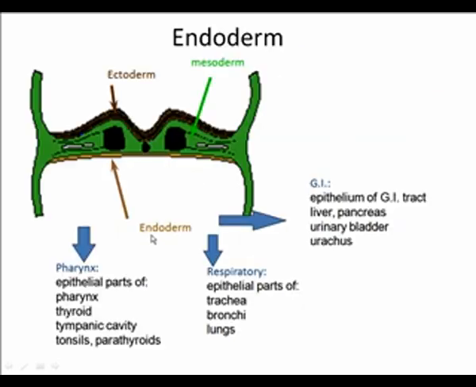And now we can mention that the gut is going to form epithelial parts of the pharynx, form some glands like the thyroid gland and the parathyroids, and give rise to the tonsils and tympanic cavity. The respiratory portion of the endoderm is going to give rise to the epithelia of the respiratory tree. And the GI part of the endoderm is going to give rise to the epithelium of the GI tract, including the glands like the liver and the pancreas, and also to the urinary bladder.